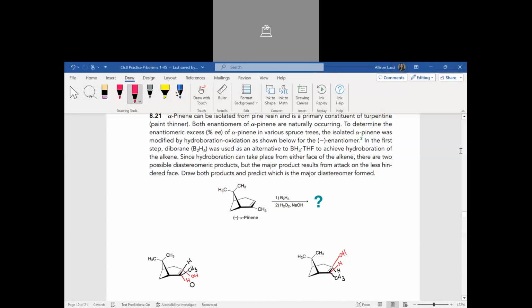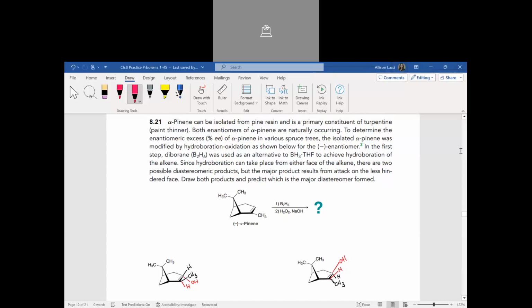This next problem from Chapter 8, number 21, we're given some information about a compound called alpha-pinene. And as you can see, it has that ene ending. It is an alkene, so it will react as we've seen in the past. In this case, when we have hydroboration oxidation occur, we're going to be able to select for what's referred to here as the negative enantiomer.